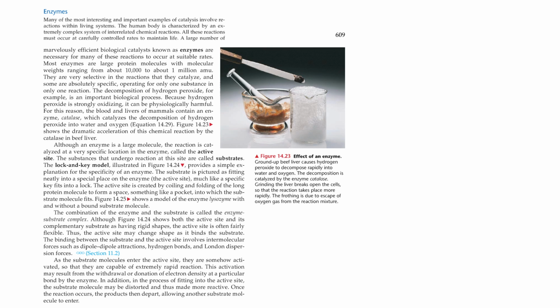Although an enzyme is a large molecule, the reaction is catalyzed at a very specific location on the enzyme called the active site. The substance that undergoes a reaction at this site is called the substrate. The lock-and-key model, illustrated in Figure 14.24, provides a simple explanation for the specificity of an enzyme. The substrate is pictured as fitting neatly into a special place on the enzyme, the active site, much like a specific key fits into a lock.